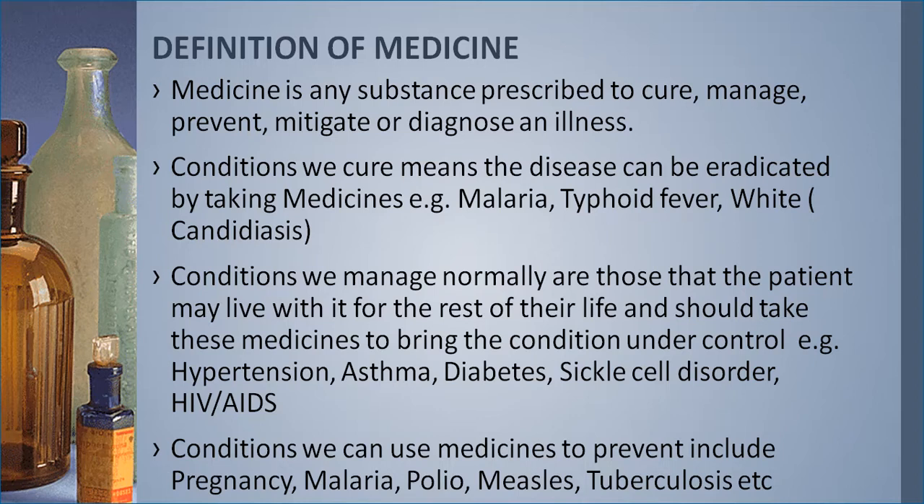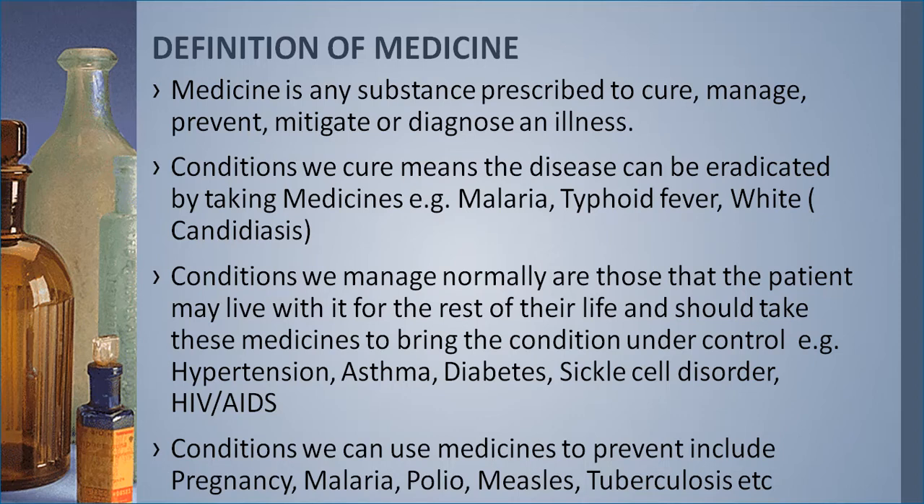Conditions we manage normally are those that the patient may live with for the rest of their life, and should take these medicines to bring the condition under control, like hypertension. If you have hypertension, normally we manage it for life, asthma, diabetes, sickle cell disorder, HIV, AIDS. So we call these conditions chronic conditions, and we give medicine so that the patient doesn't get worse. So we see we manage these conditions.